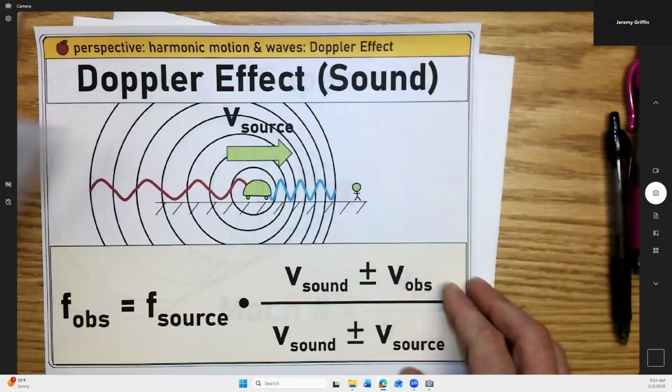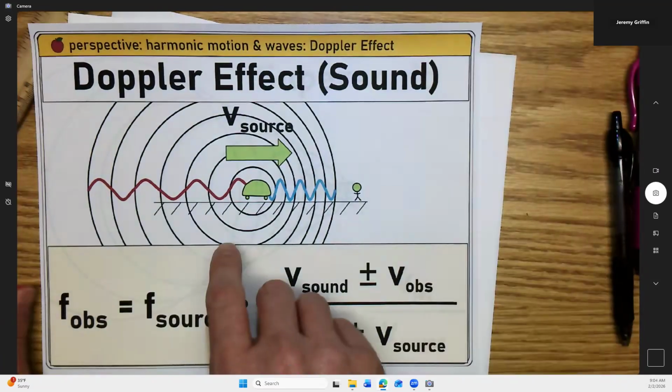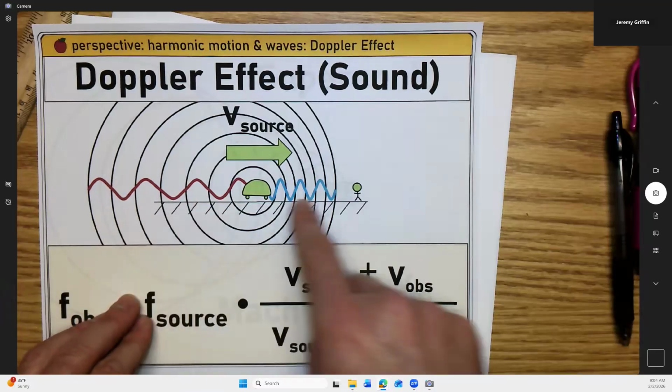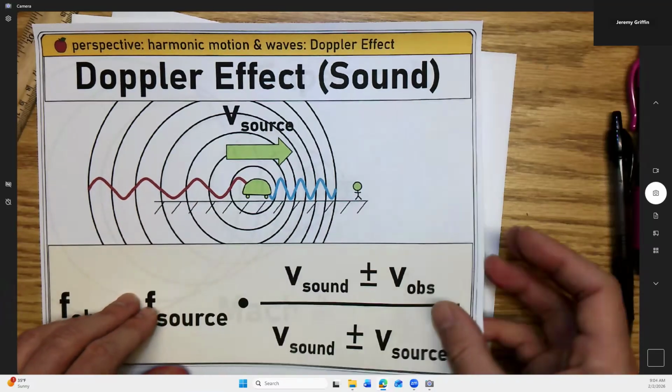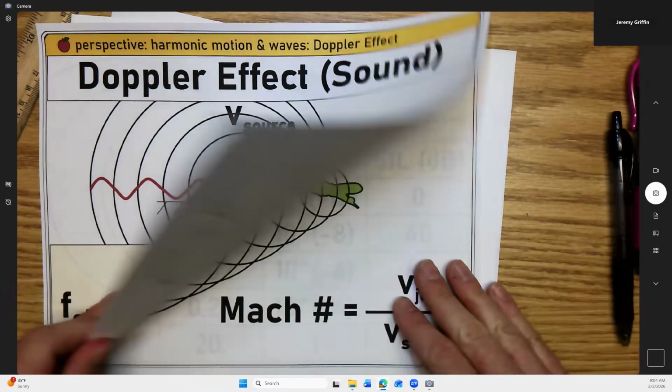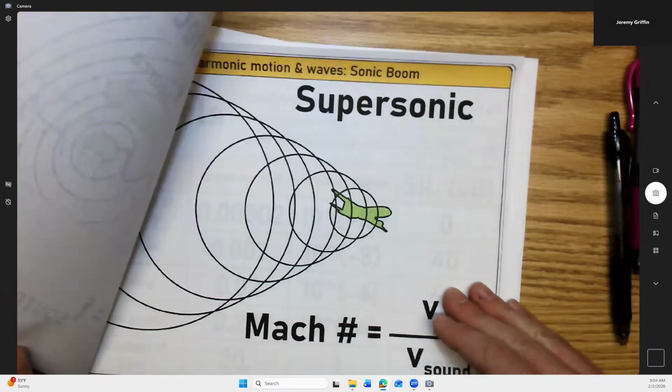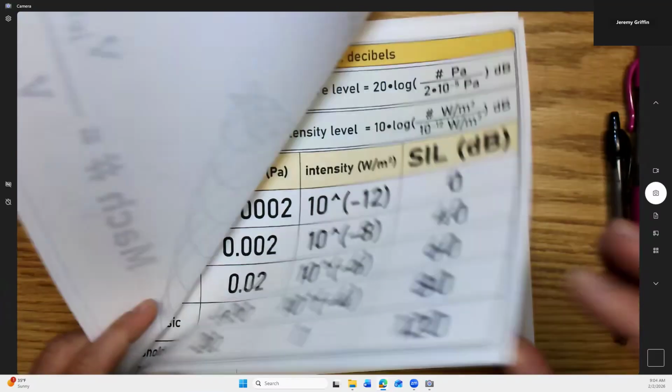You guys ever stand by the sidewalk and a car goes by, and you hear a pitch shift? I do want to do this with you guys someday, but I do have to do an FRQ, so this will take a while to explain.